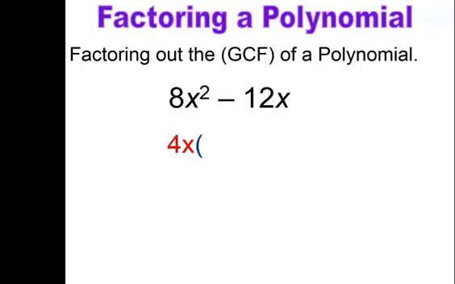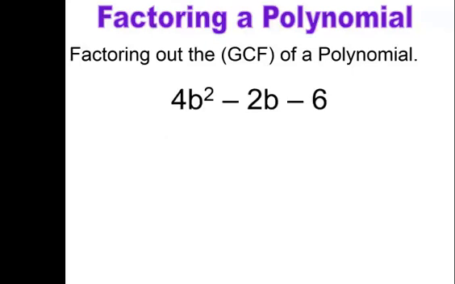So your greatest common factor here is 4x. It's not 8 because 8 doesn't divide into 12. So it's 4x, and then when you divide it out of each term, you should get 2x minus 3. Pause and try.